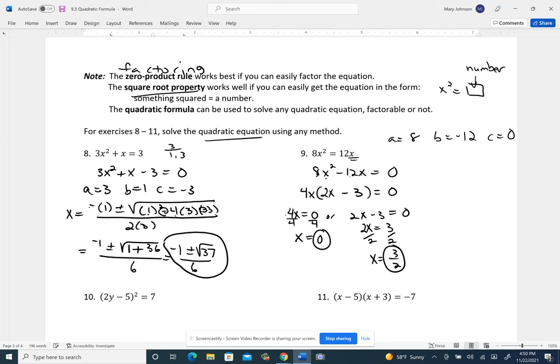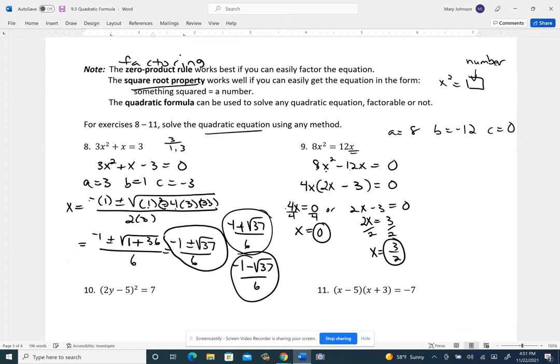Okay, so your 2 answers are 0 and 3/2. Here, the two answers were -1 plus square root of 37 over 6 and -1 minus square root of 37 over 6. So you expect there to be two answers. Normally, they'll let you write it condensed if they have that plus or minus notation. Otherwise, these are your two answers. I usually copy the first one and then put a comma and paste it and then just change it from plus to minus to save a little time typing.